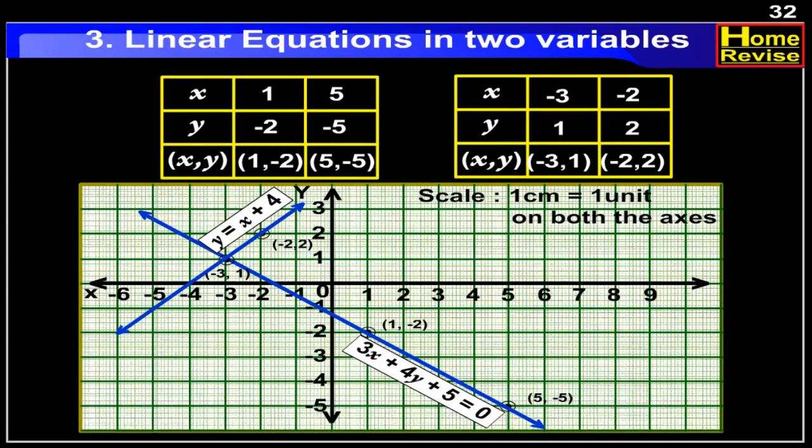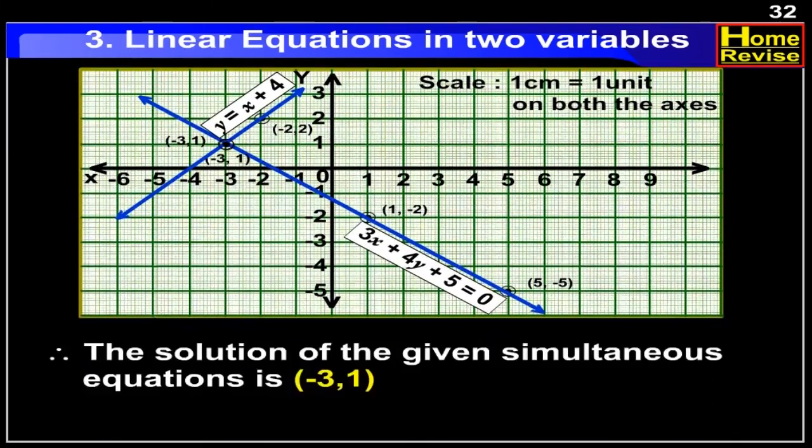As you can see in the graph, the two lines intersect at point minus 3 and 1. Therefore, solution of given simultaneous equation is minus 3, 1. That is, x is equal to minus 3 and y is equal to 1.